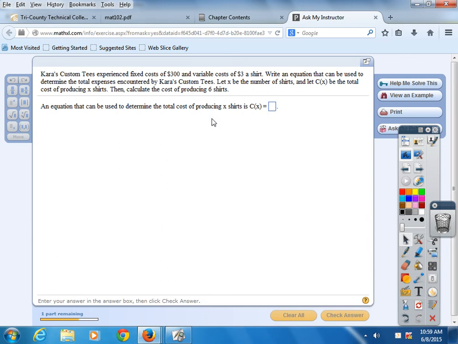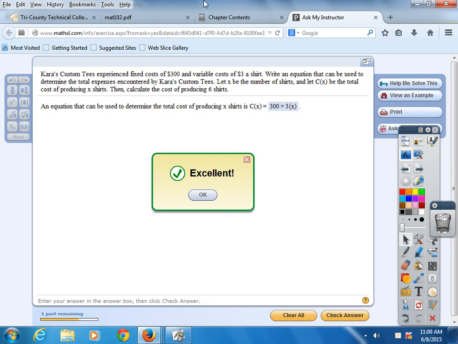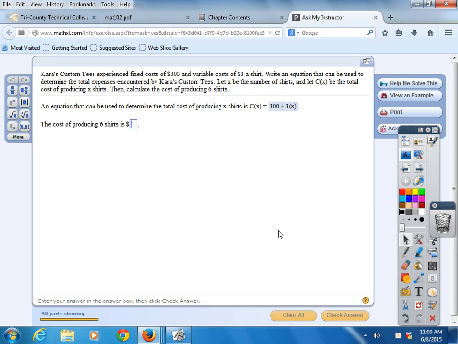Says an equation that can be, I would say 300 plus 3x, 3 times x. I'm probably not correct, but... Oh, really? That's all I had to do? Yep. Oh, wait, no, did you have to do the parentheses? Yeah. And what is 3 times 6? 18. So 318.